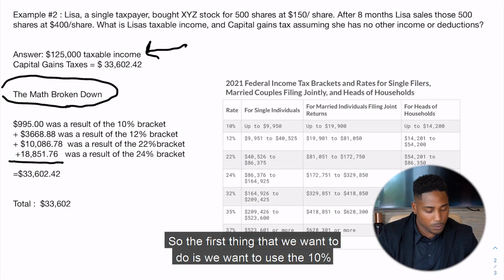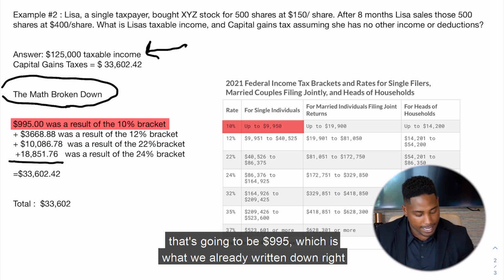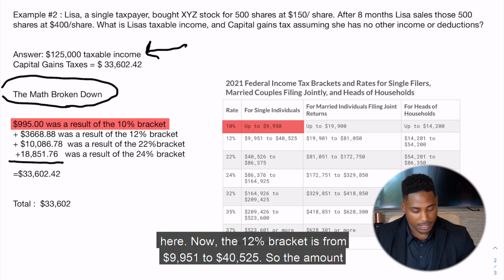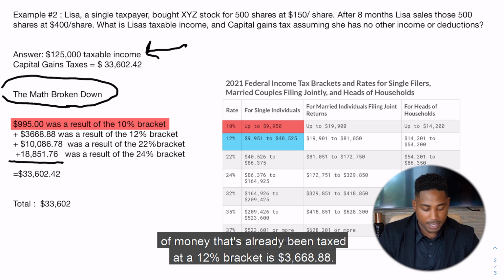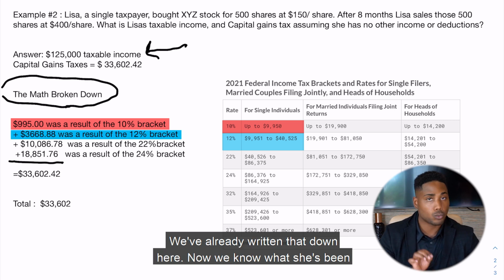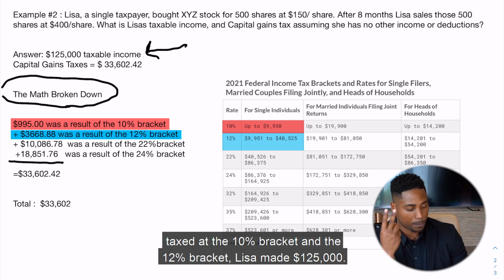So the first thing that we wanna do is use the 10% bracket. So $0 up to $9,950 is gonna be subject to 10%. So that's gonna be $995, which is what we've already written down right here. Now, the 12% bracket is from $9,951 to $40,525. So the amount of money that's already being taxed at the 12% bracket is $3,668.88. We've already written that down here. Now we know what she's been taxed at the 10% bracket and the 12% bracket.